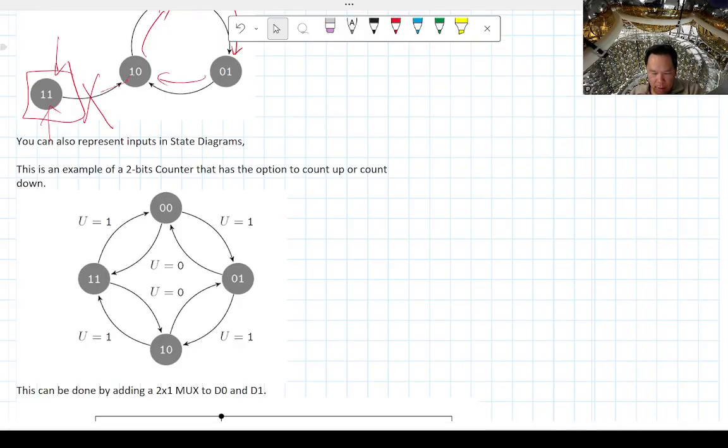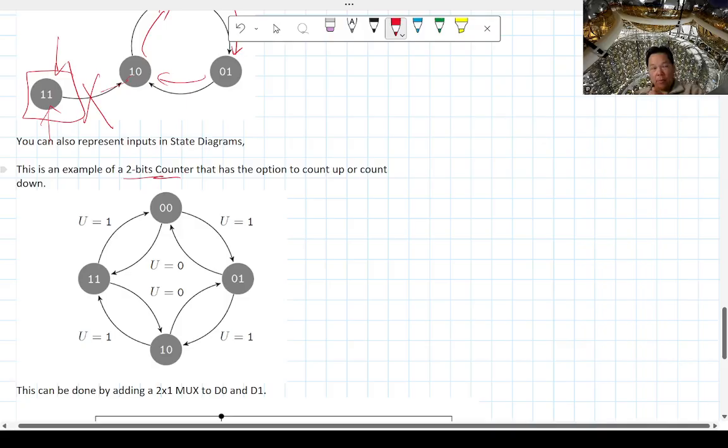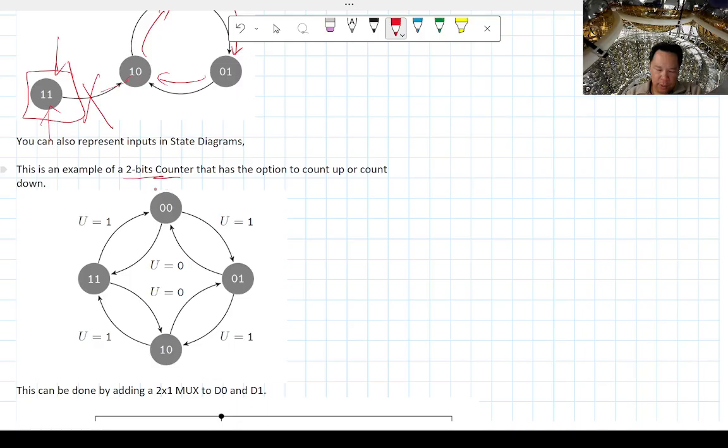Another way to think about this is that you can do this counter, instead of counting up, you can also count down. So this is kind of like a design where these are the outputs, Q0, Q1. If I want those to start off at 0, 0, and count up, I'm going to have a little switch called U. If up is equal to true, U is equal to true, then I want to count up. The first state is 0, 1, and then 1, 0, and then 1, 1, and then it's back to 0. This is how you count up.